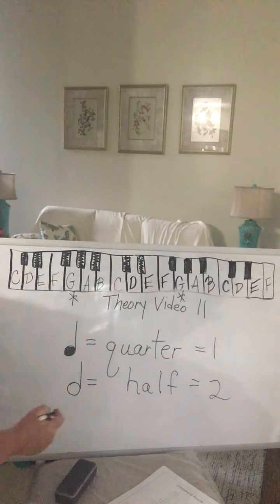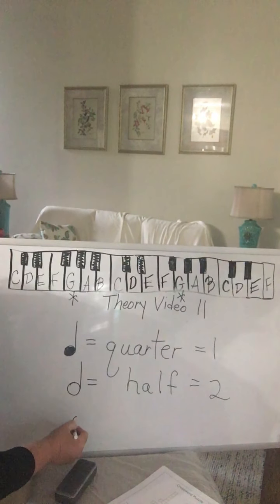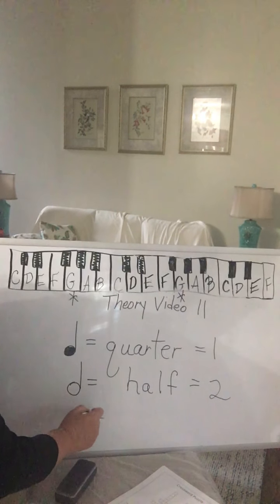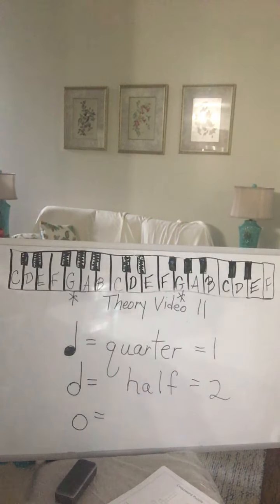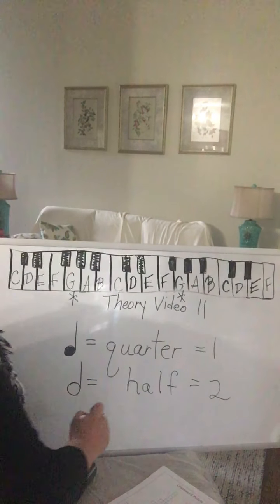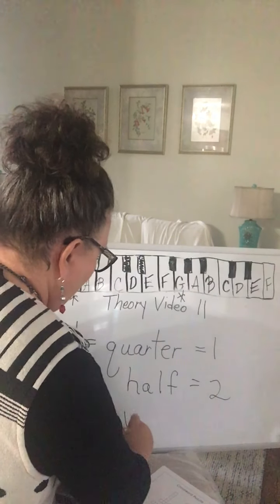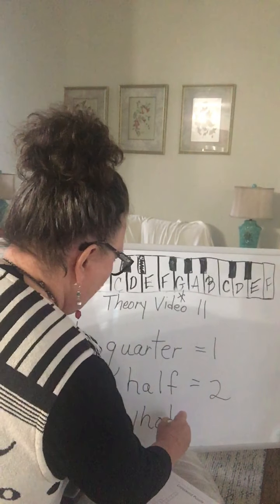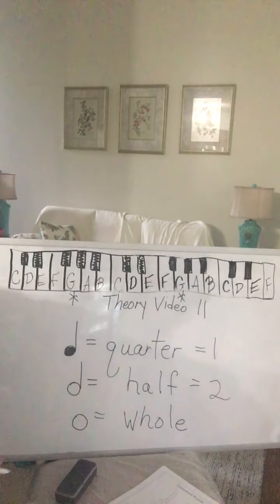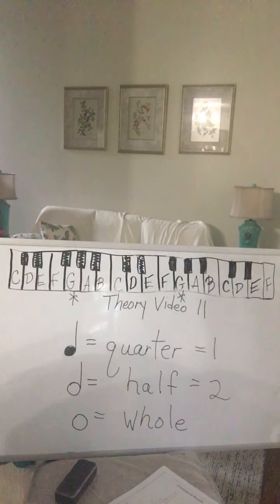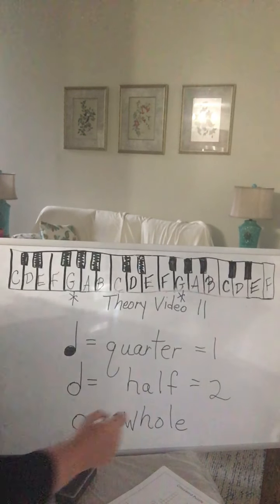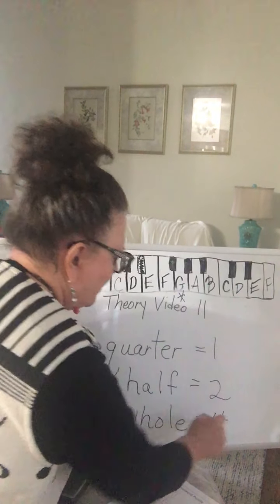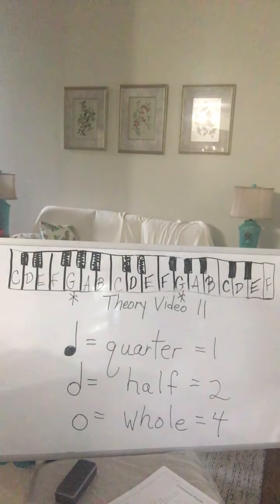And our last note on this crossword puzzle is the circle. And it says, I am a note that gets 4 beats. Who am I? I am a whole note. And you spell the word whole, W-H-O-L-E. And he gets 4 beats. I am the note that gets 4 beats.